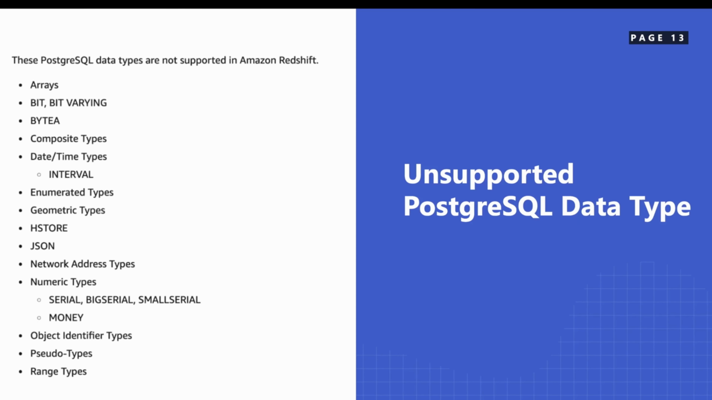And this is a list of data types which are supported in PostgreSQL, but not supported in Amazon Redshift: arrays, bit varying, composite types, date time types, interval, enumerated types, geometric types, HStore, JSON, network address types, numeric types like serial, big serial, small serial, money, pseudo types, range types, object identifier types. These are some data types which are supported in PostgreSQL, but not supported in Amazon Redshift.